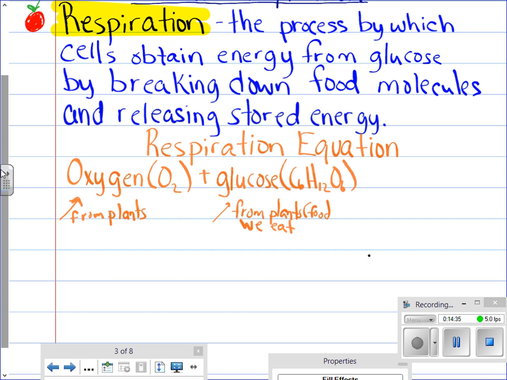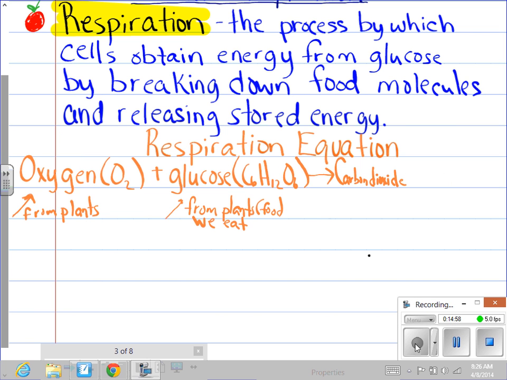Everyone breathe out. What do we release? We release carbon dioxide. What is the chemical formula for carbon dioxide? CO2. I'm not going to write it here because I don't have room, but you can write it underneath. Actually, I can write it underneath here.